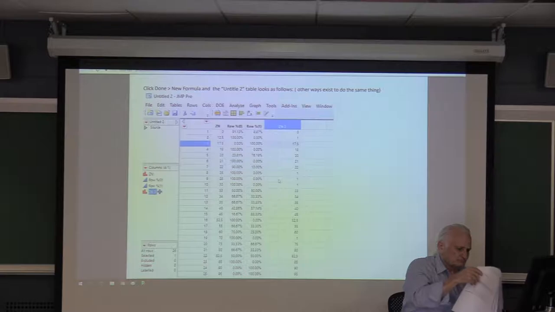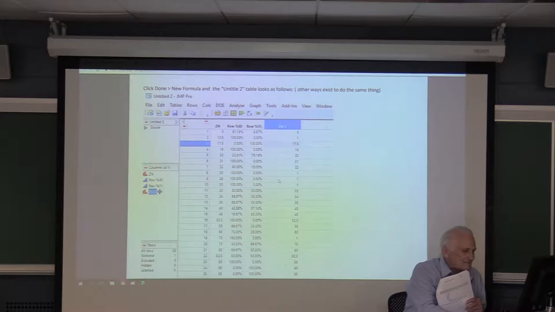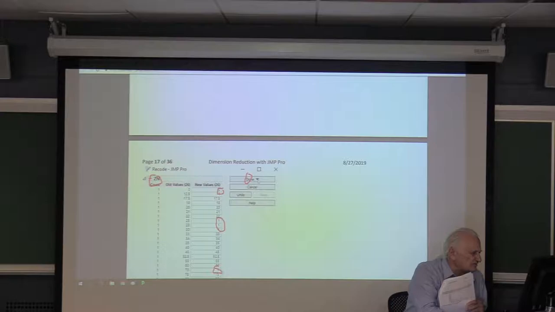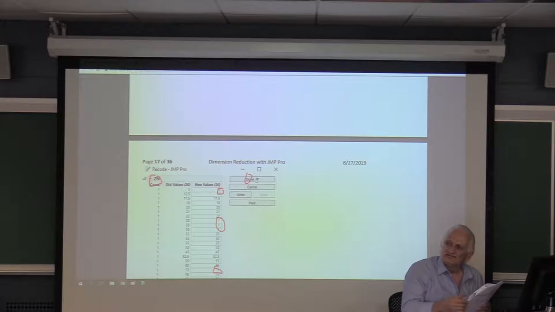Question? I don't have the done button. It just says recode. You should have it. You know what? You may be using 14.2. If you click recode, underneath does it say formula column? No, it just puts the column there in the table. All right. So just say recode. That's probably because I use 13. This is 13 point something. This is 14.2. Okay. So basically, you have this column here.